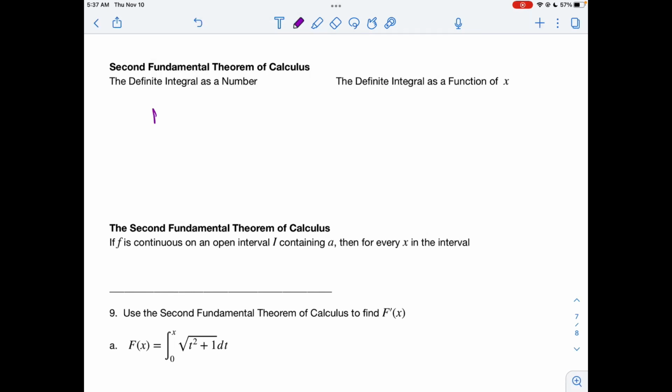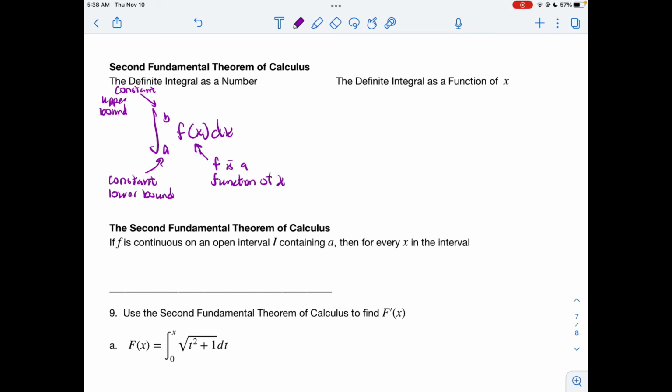So the definite integral that we've learned so far is the integral from a to b of f of x dx, where the lower bound a and the upper bound b are constants. The lower bound is smaller than the upper bound. And then the function f of x is a function of the x variable.